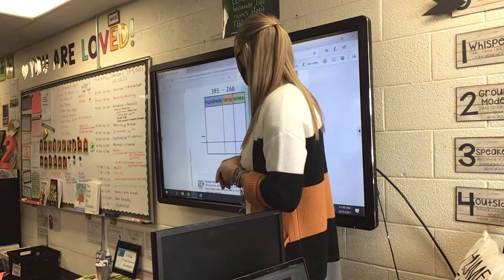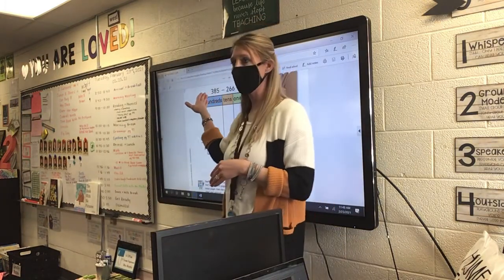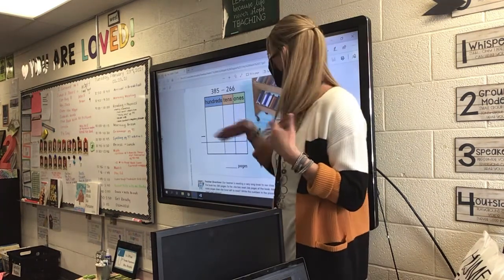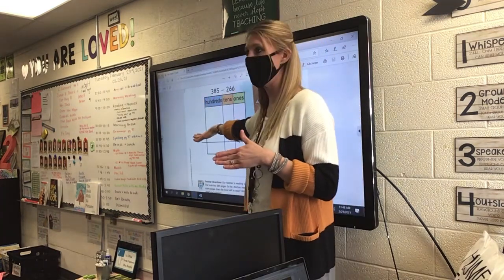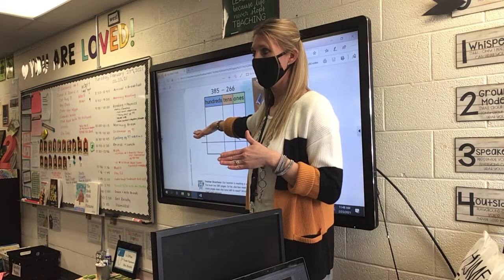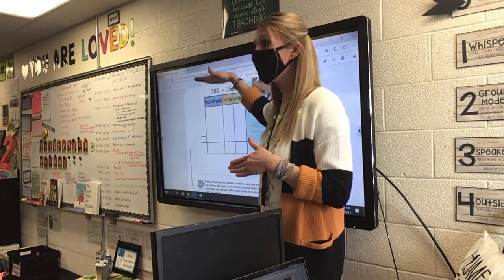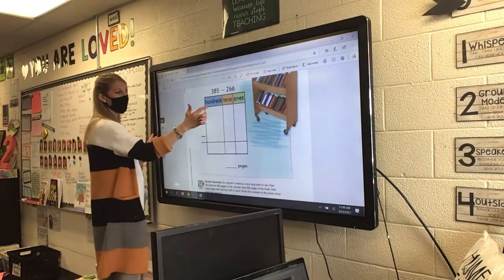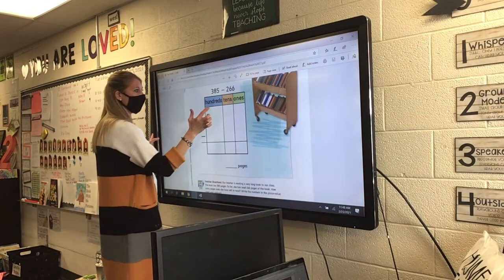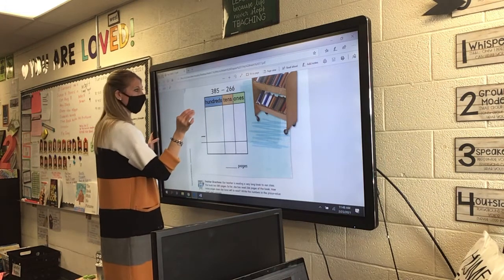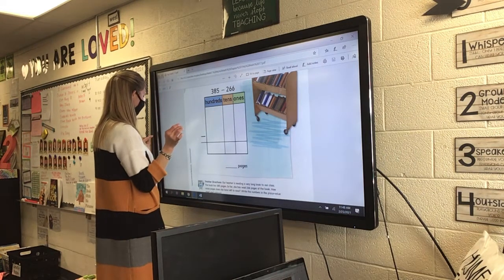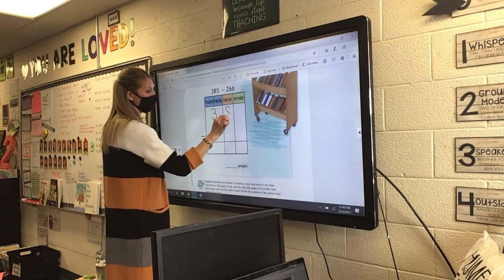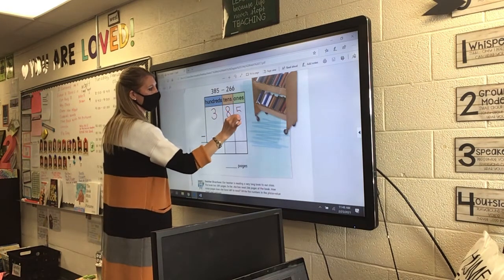Okay, so now when I rewrite 385, that's how many pages the teacher is starting with in the book. Do I write that up here or do I write that down here? Up. Your bigger number goes always on the top. So we have 3 hundreds, 8 tens, and 5 ones. So 385.